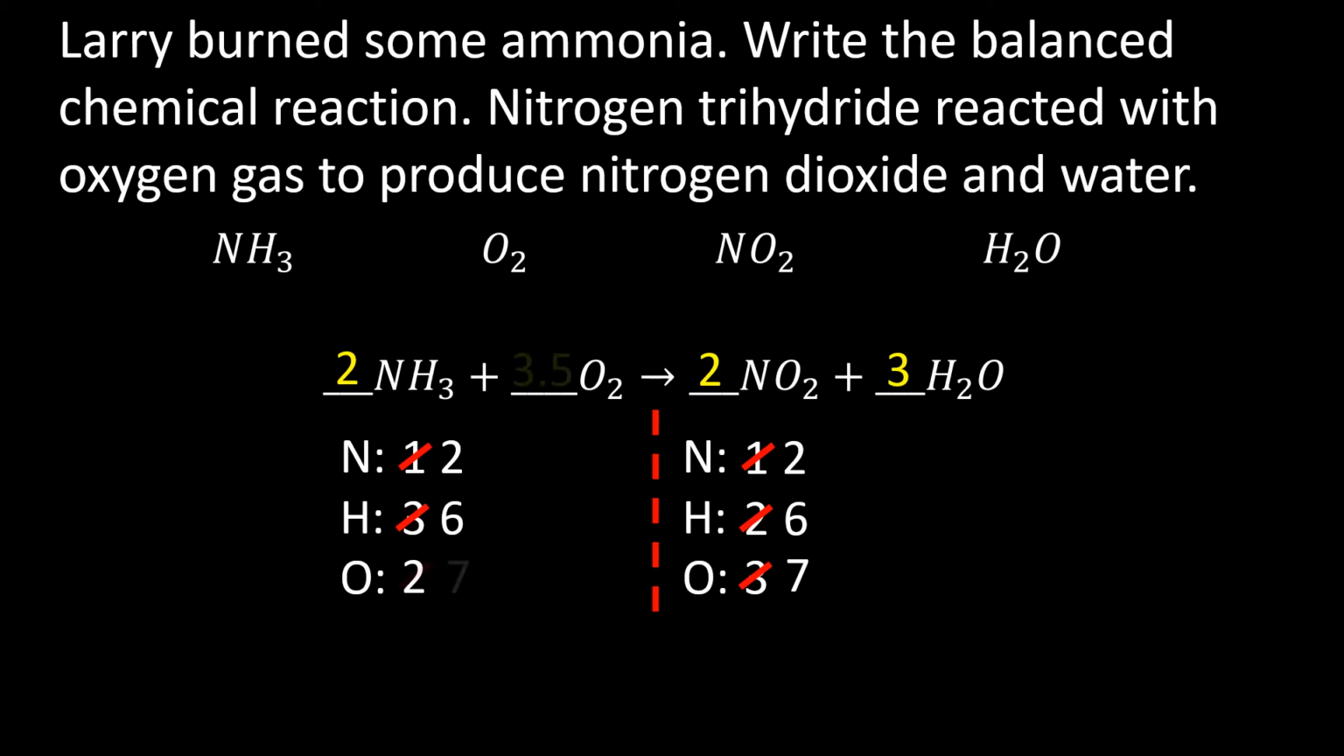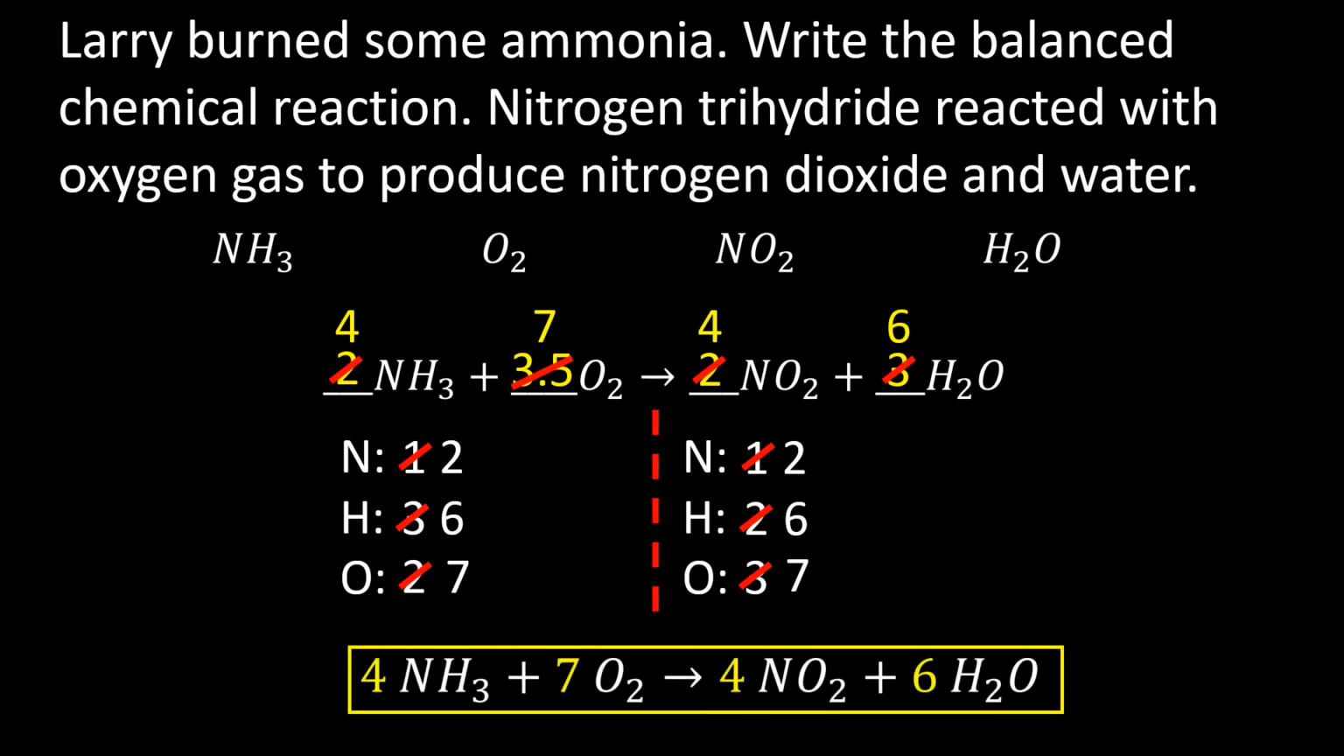To get 7 oxygen atoms, I'd have to put a coefficient of 3.5 in front of the O2. But I can't do a 3.5. The coefficients out in front can only be whole numbers. So what I have to do is cancel those out and double each number to get whole numbers. So now I have my set of coefficients. Here they are in the balanced chemical equation. The coefficients are 4, 7, 4, and 6.